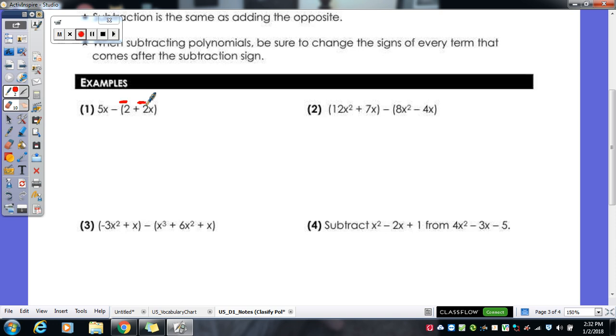And so now it's just like the other addition problems we were doing. I would line up my x's. There's no number for my 2 to get combined with. So 5x minus 2x would give us 3x. And then, as I said, that 2 has nothing to combine with, so we just bring down our minus 2. And we're done.